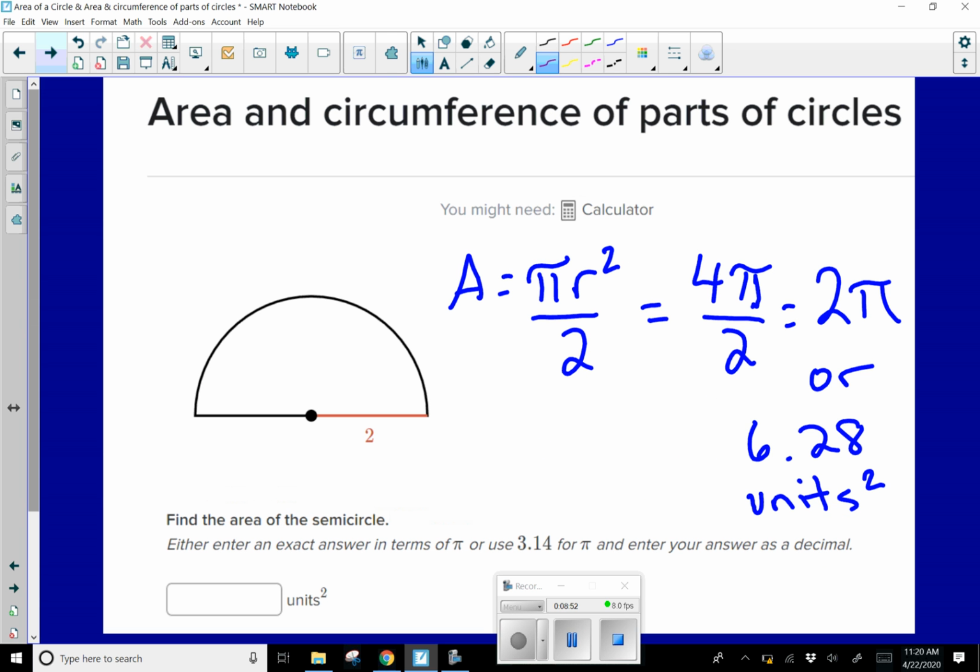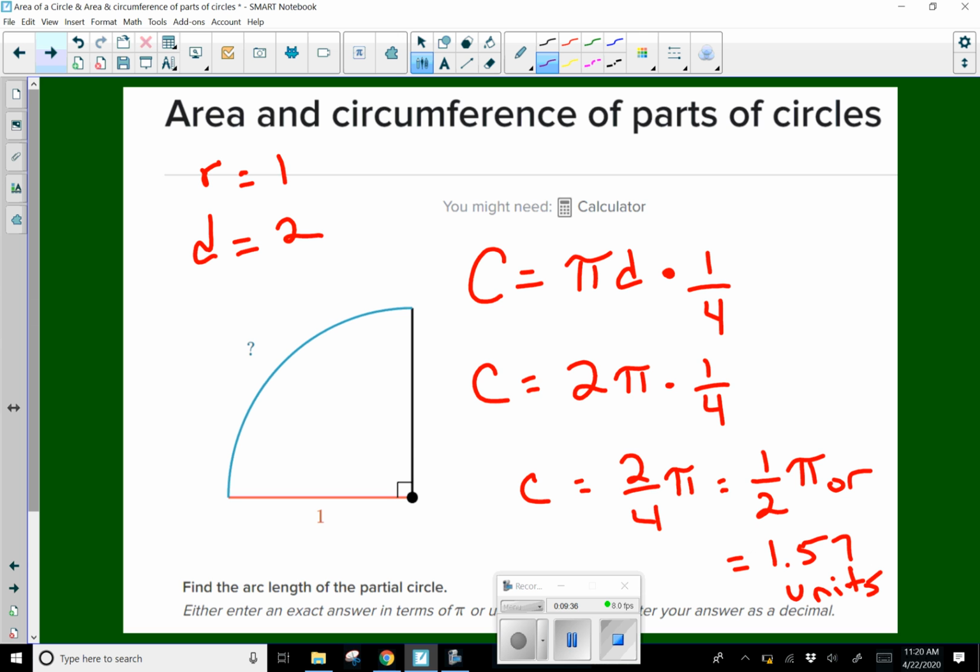Here again, we have another semicircle. Notice this one's asking you to find the area of the semicircle. So as you can see, I've got my area formula, pi times my radius squared. And because it's a semicircle, I'm dividing through by 2. My radius is 2. Notice that it's a red line going from the center to the outside, which means that they are giving you the radius. So r equals 2, and I'm just going to plug that into my formula. 2 squared is 4. So that leaves me with 4 pi divided by 2, which gives me my answer in terms of pi, which would be 2 pi. Or if I were to multiply 2 times 3.14, I would get 6.28 units squared.